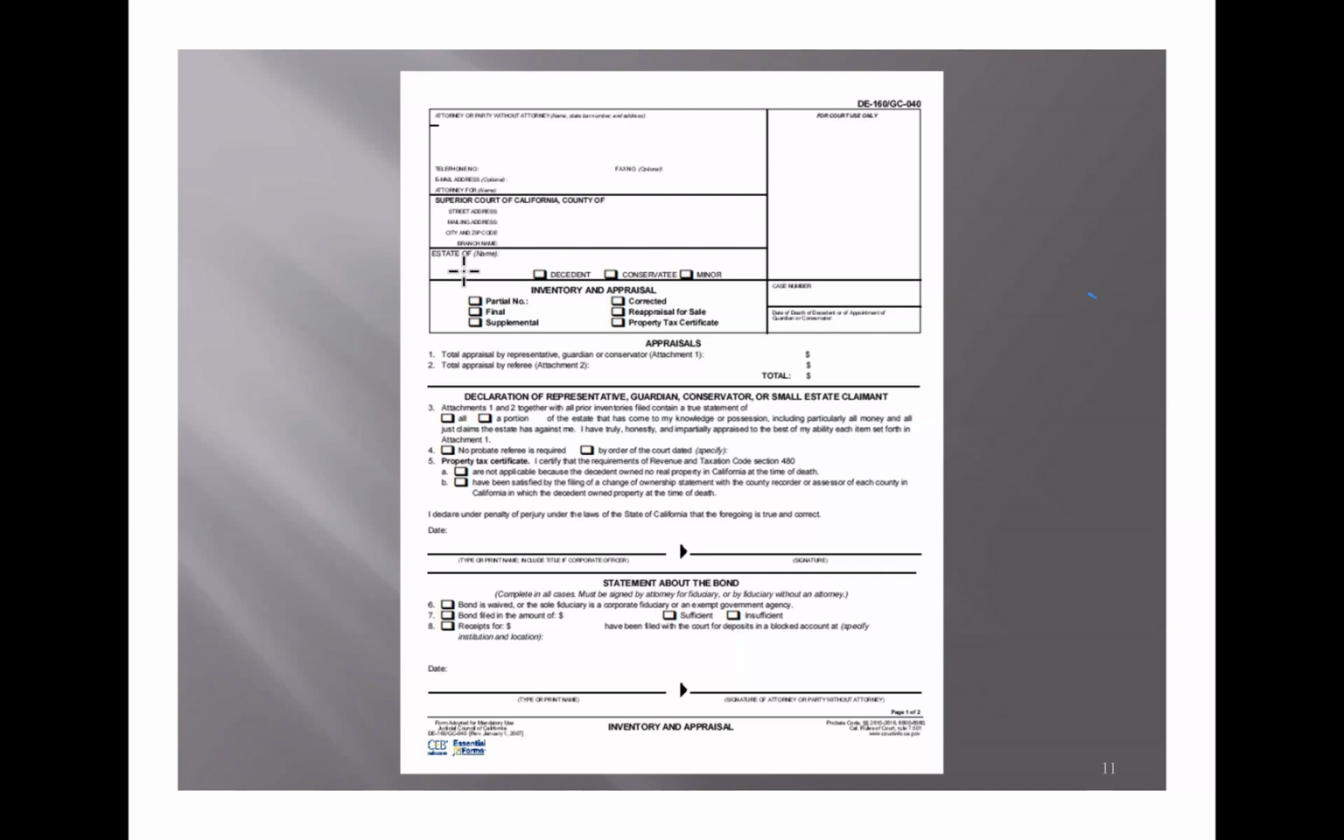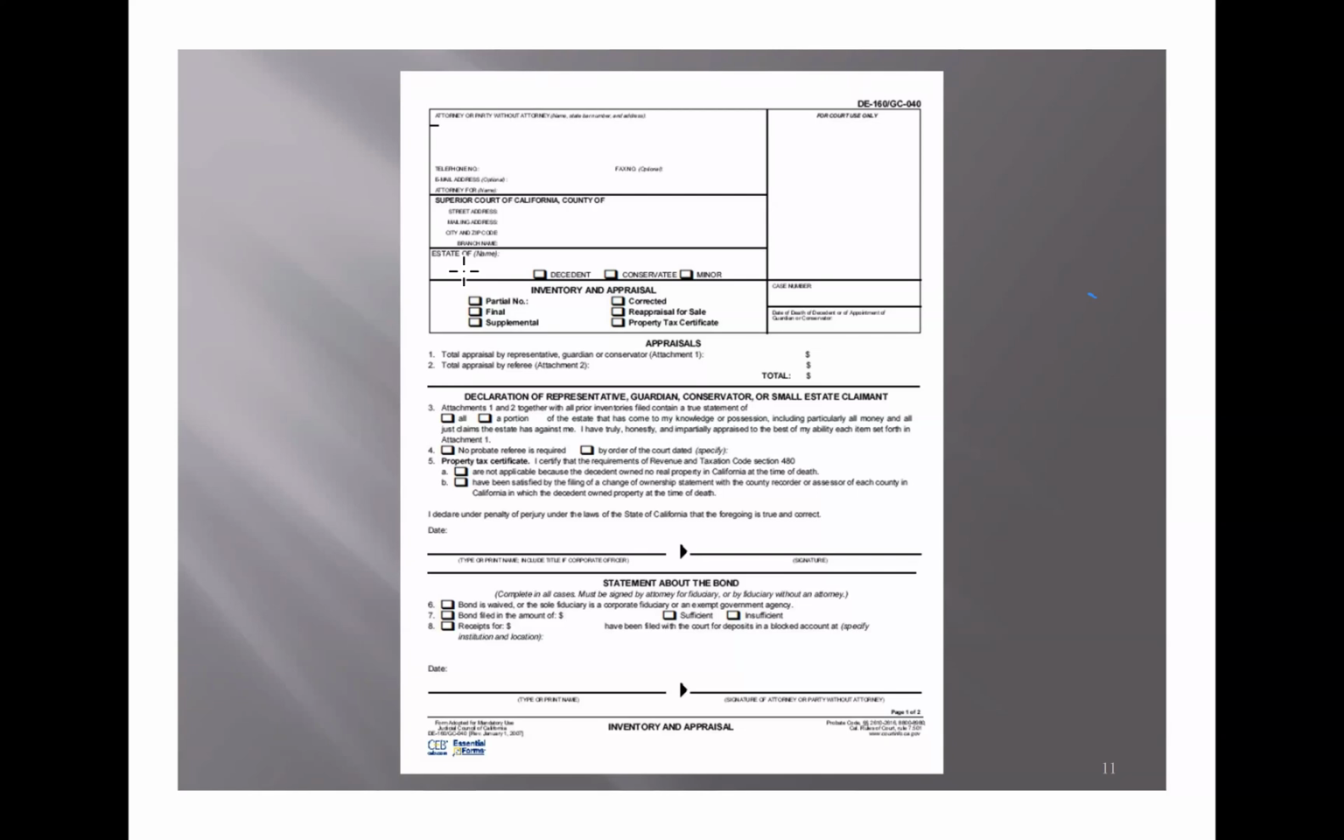Then if you're doing the affidavit real property of small value, you can't use this for personal property, only for real property. So there will be nothing in the first line. 1 will be 0, and then 2 will be filled in by the probate referee. All right. Then the middle, number 3, you're going to check all, because like I said, you've said this is all the property you have to collect. Skip number 4, and then property tax certificate, you're going to check the box B, have been satisfied.